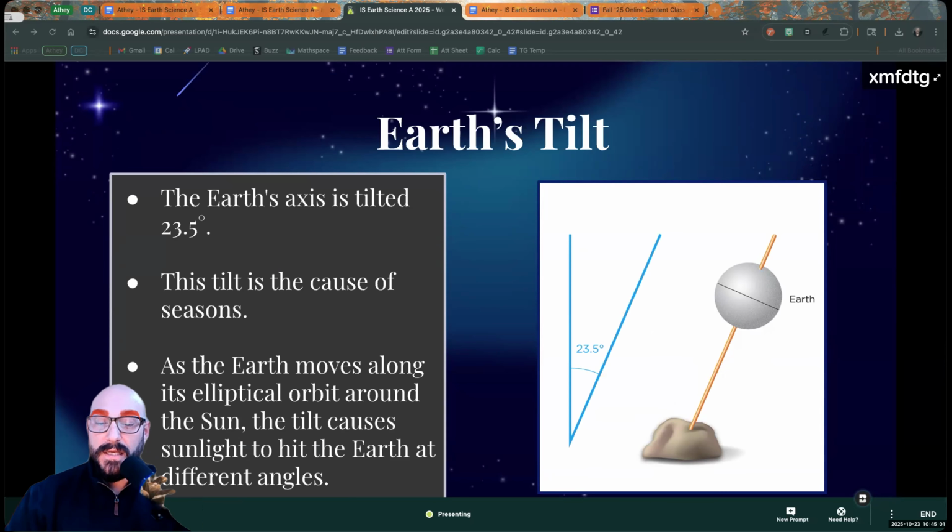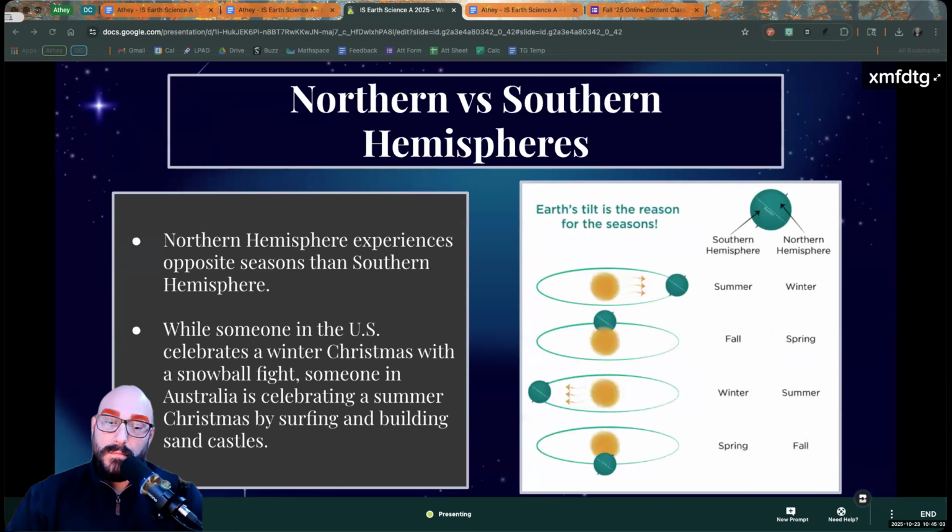That causes the sunlight to hit more or less directly. So summer in a hemisphere is when that part of the earth is pointed closer to the sun. Winter in a hemisphere is when that part of the earth is pointed farther away from the sun. So they're always opposite.